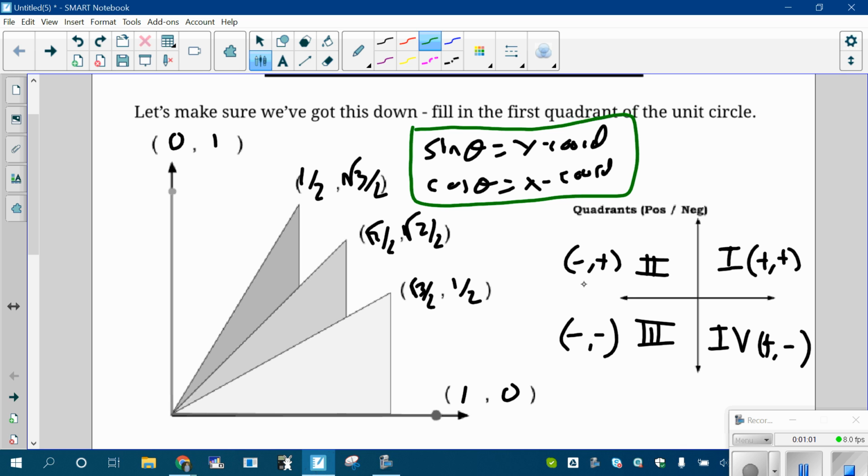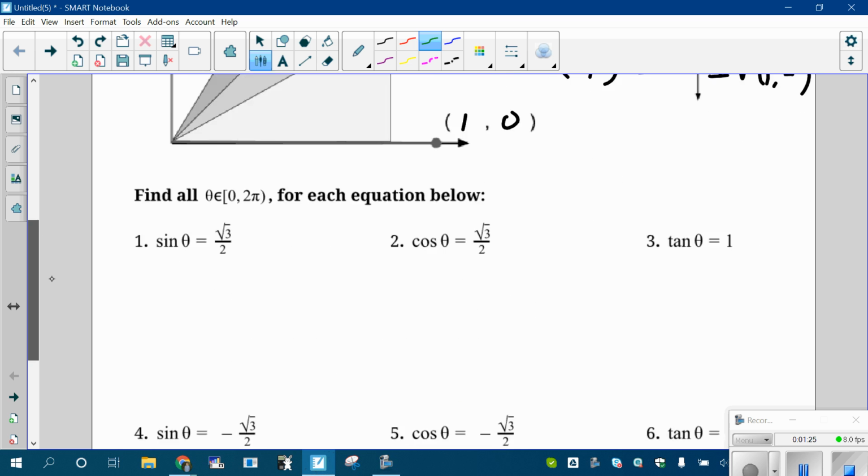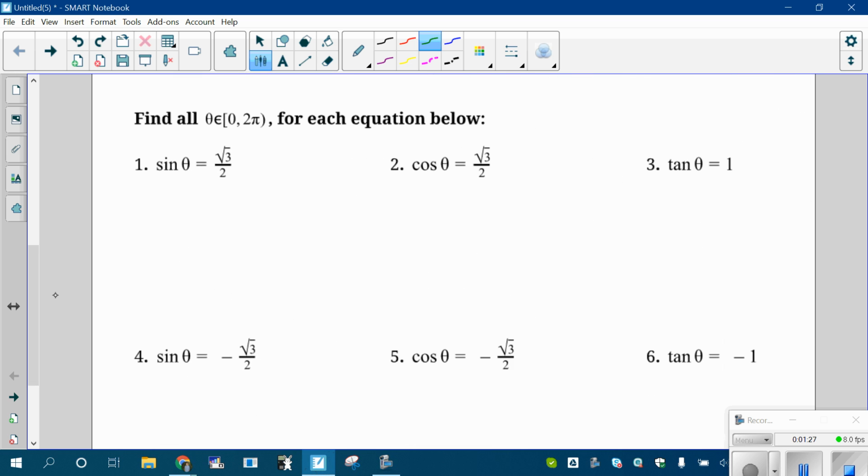Cosecant is the reciprocal of sine, so it would still be positive. Secant is the reciprocal of cosine, so since cosine is negative, secant would be negative. Since tangent's negative, cotangent would be negative as well. If that's not something that you were able to do easily, you need to go back and review, do some unit circle practice. Okay? Because we're solving equations based on this knowledge, okay?